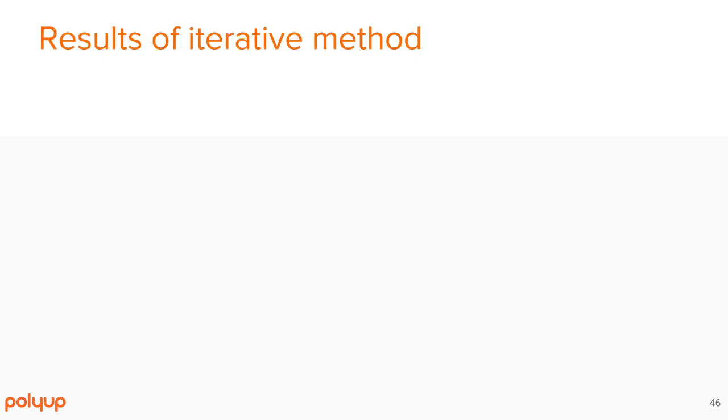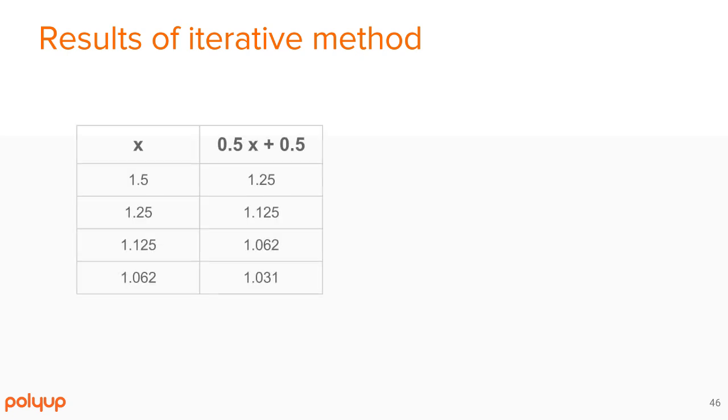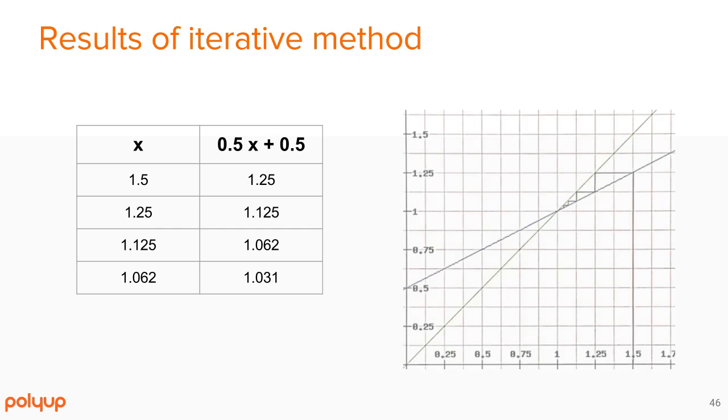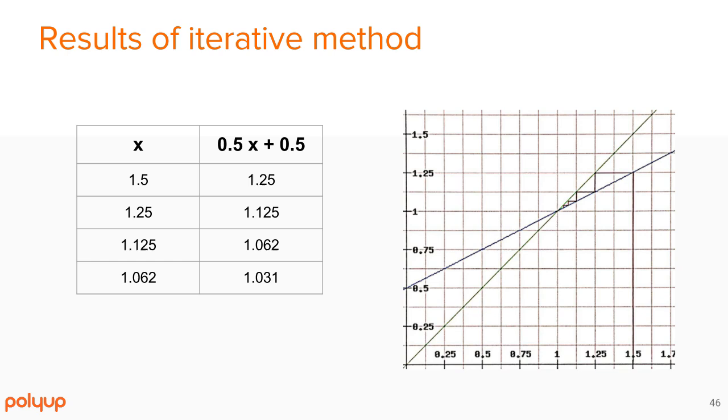Applying this method to the function f of x equals 0.5x plus 0.5, we get this series. Graphing this out sort of gives us a staircase shape. We go vertically to f of xi, then horizontally to xi plus 1, and so on. In this case, the fixed point is at x equals 1 and y equals 1.